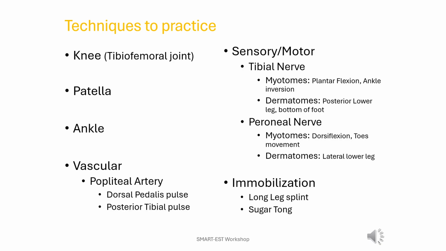From a vascular assessment, you should look at assessing the popliteal artery by looking at the dorsalis pedis pulse on the top of the foot and the posterior tibial pulse on the medial aspect of the ankle. Motor and sensory were focused on the tibial nerve and the peroneal nerve.